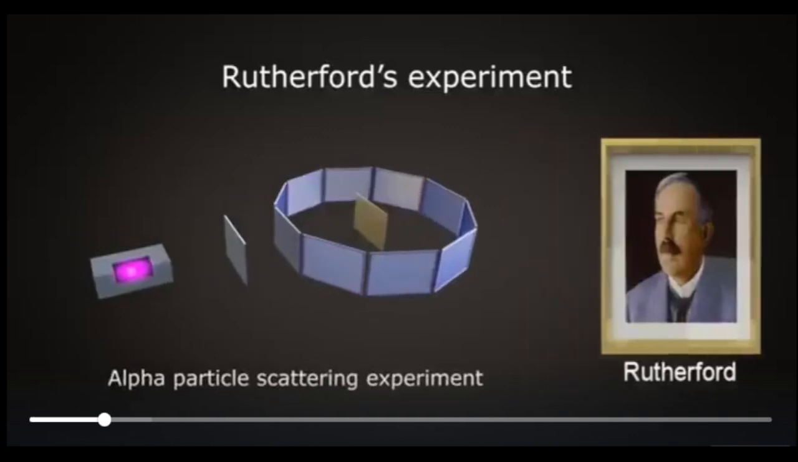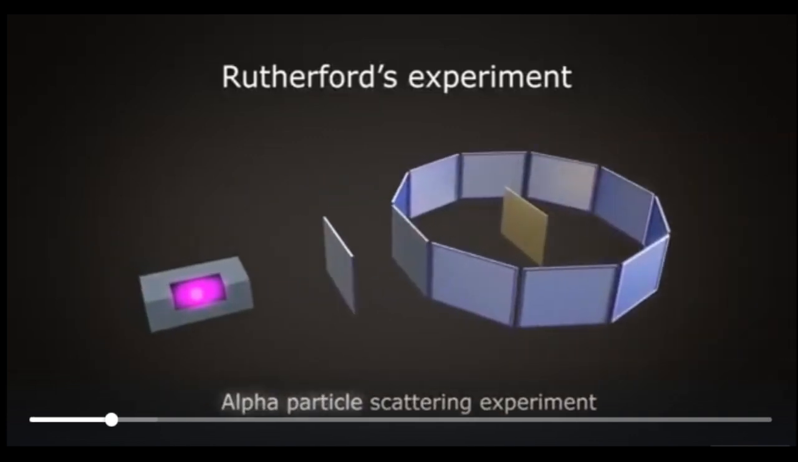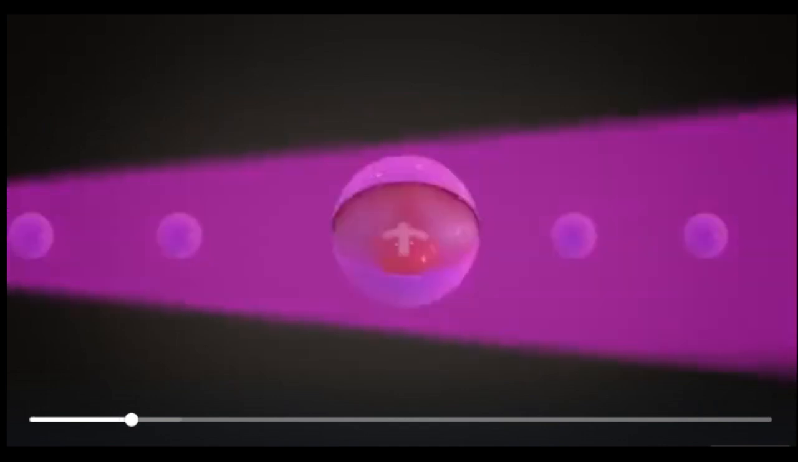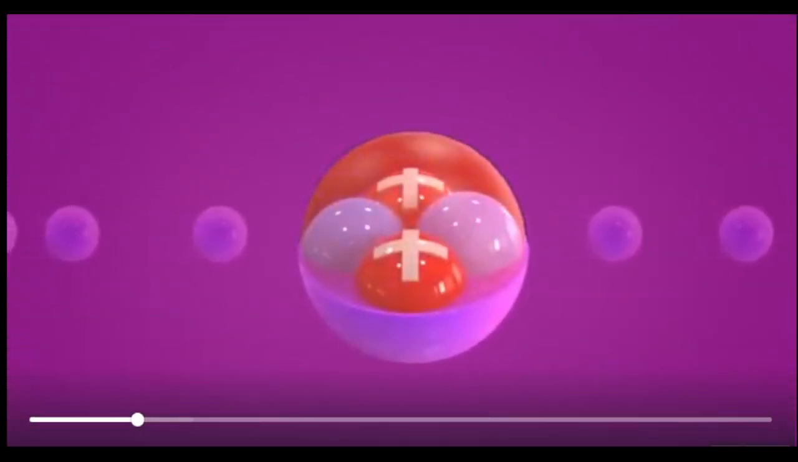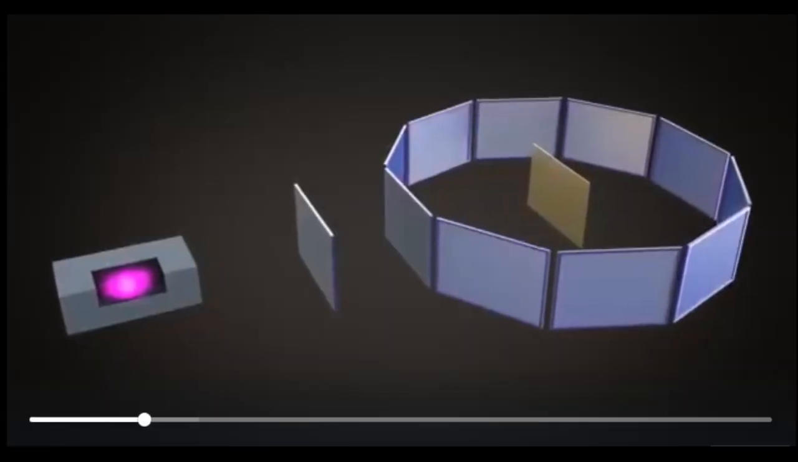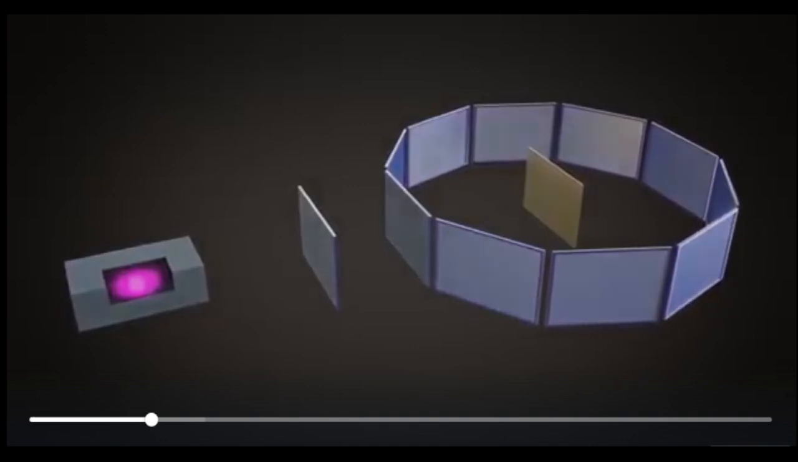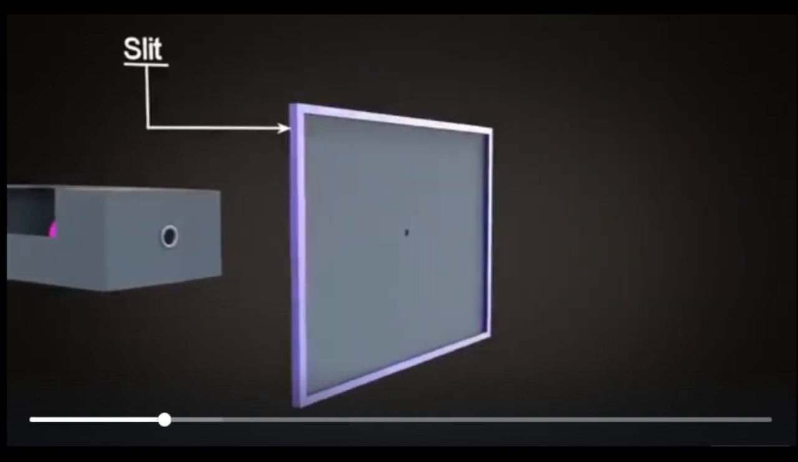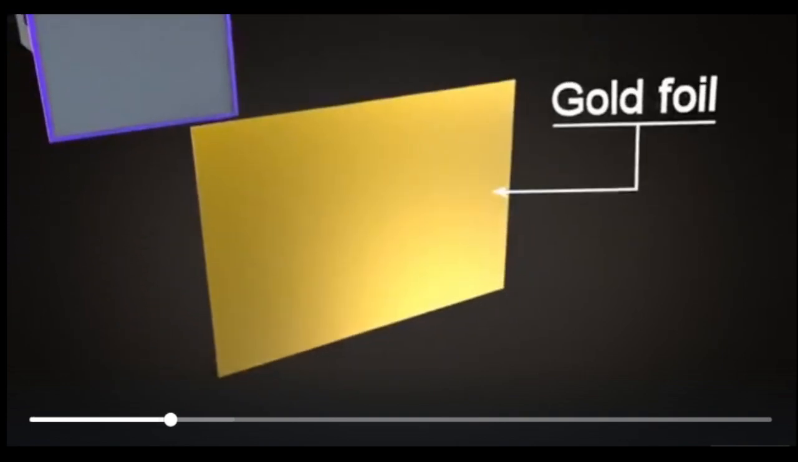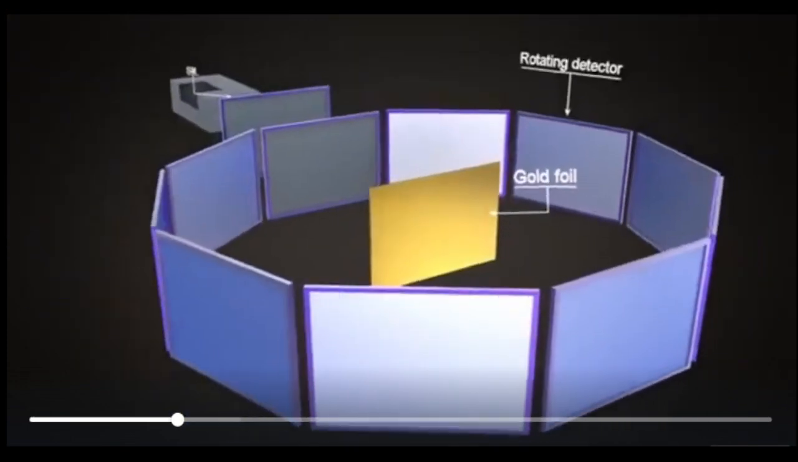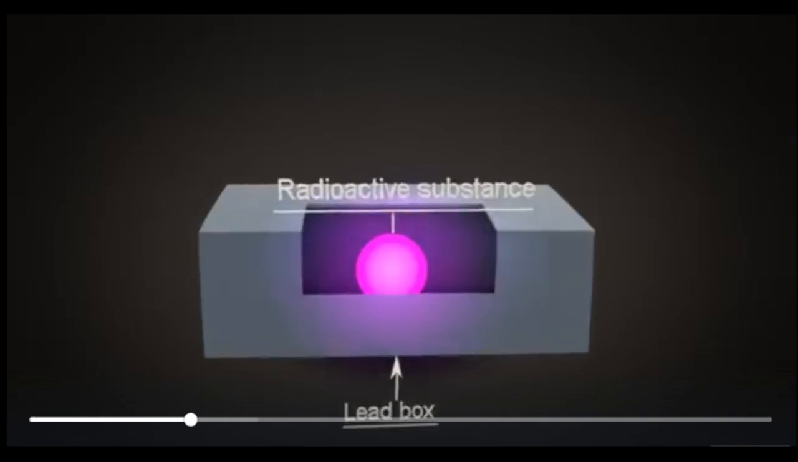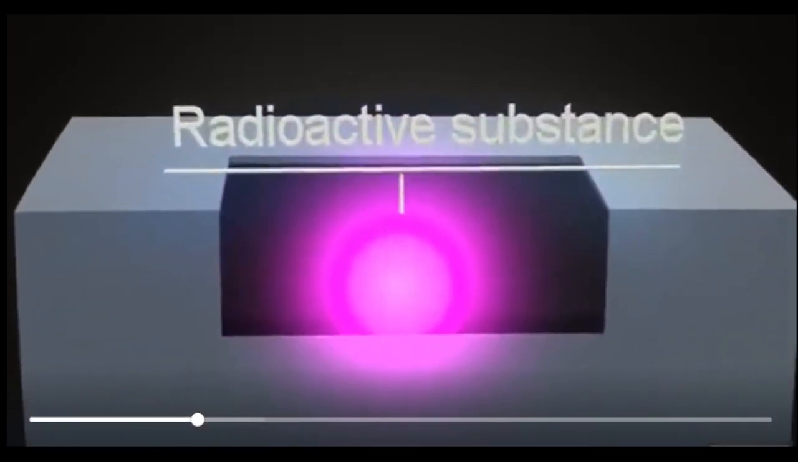To understand his experiment, let us first see what alpha particles are. Alpha particles are emitted by radioactive substances. These are helium ions with double positive charge. Now let us look into the details of the alpha particle scattering experiment. The setup consisted of a thick lead box with a hole on one of its walls, a slit, a thin gold foil, and a rotating detector at the end. Inside the lead box, a radioactive substance rich in alpha particles was kept. Now, let us see the experiment.